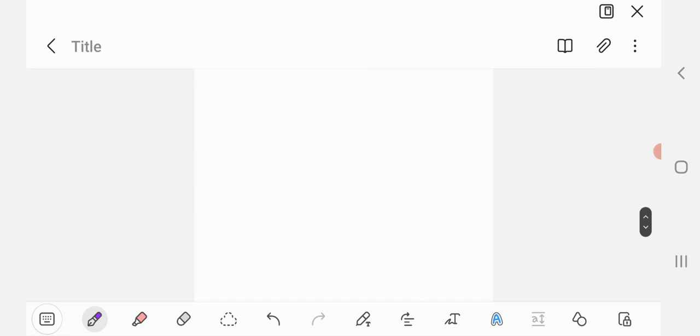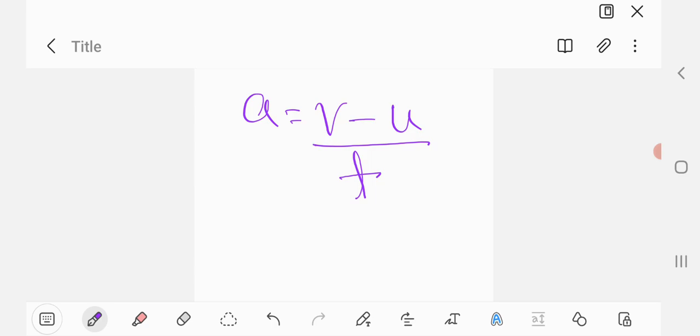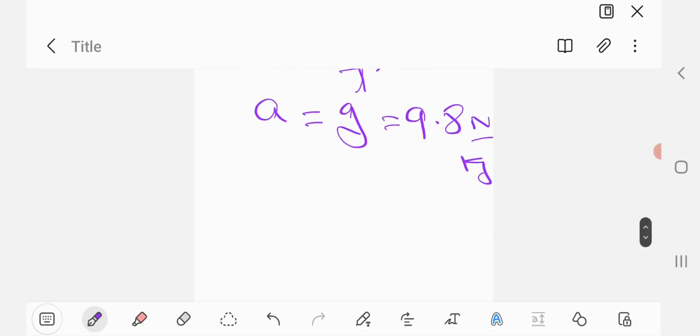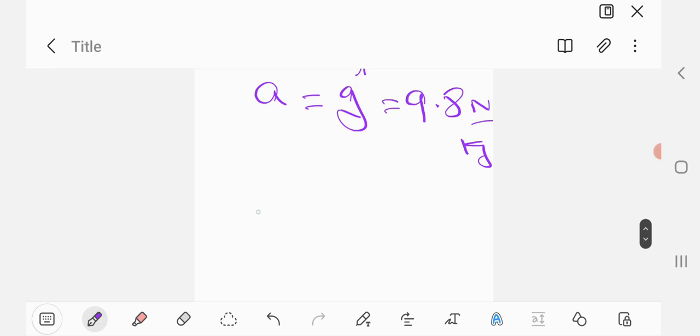But sometimes if you have no graph and you have the values only, then you can use the formula of acceleration: final velocity minus initial velocity over time. If an object starts from rest, you can say the initial speed will be zero, and if an object hits a surface and comes to rest, then you can say the final speed will be zero. In case of free fall, the acceleration will always be equal to 9.8 newtons per kg or 9.8 meters per second squared.